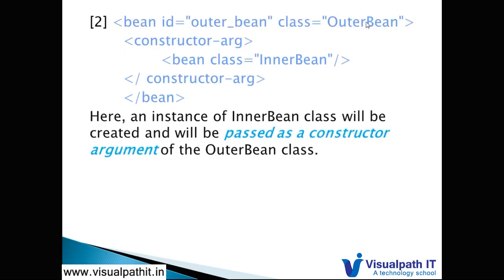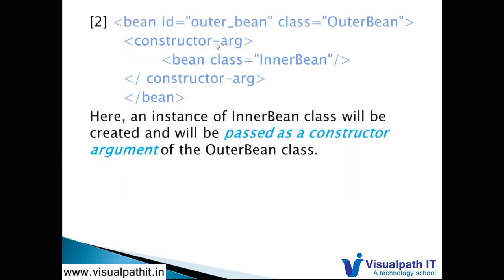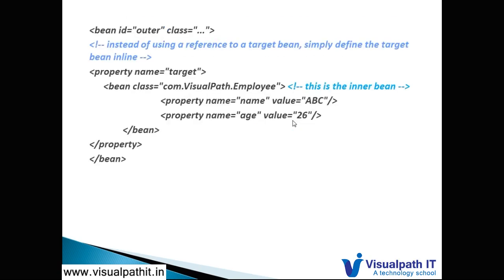So in this example, it's passed as a constructor argument. Here, the bean class is equal to inner bean within the constructor argument of this outer bean. This is an example for that. Here it's within the property. So all the dependencies directly or indirectly have to do with the property element and the constructor-arg element. If we focus on these two elements, most of the dependencies and configurations are easily understandable.